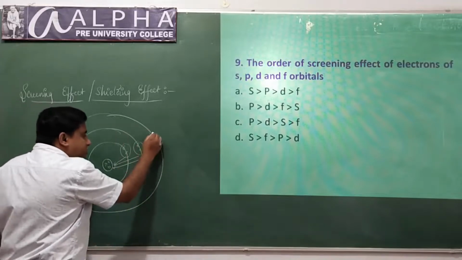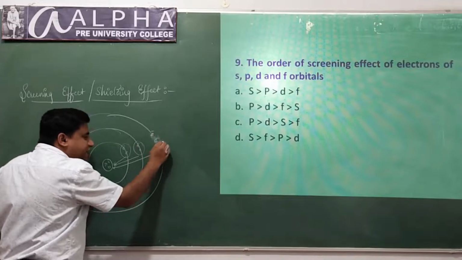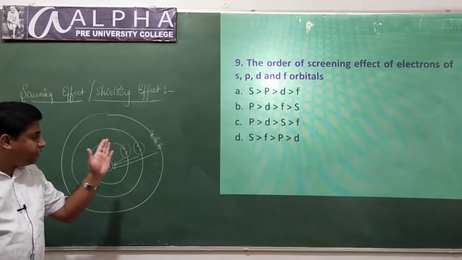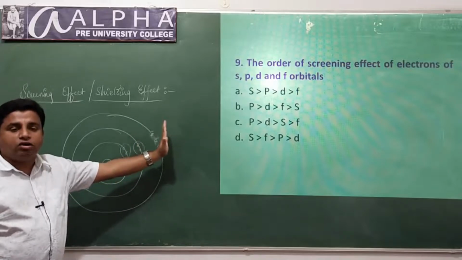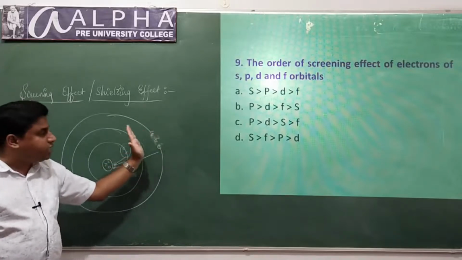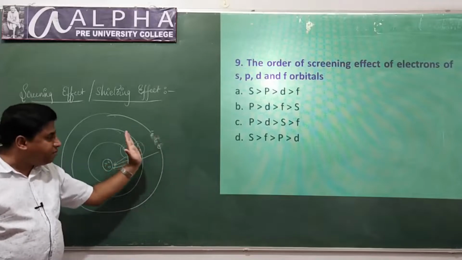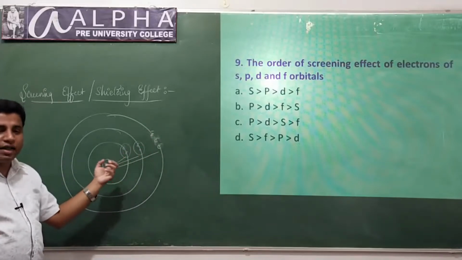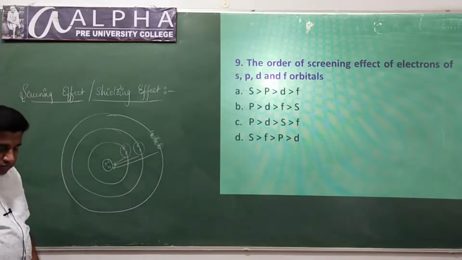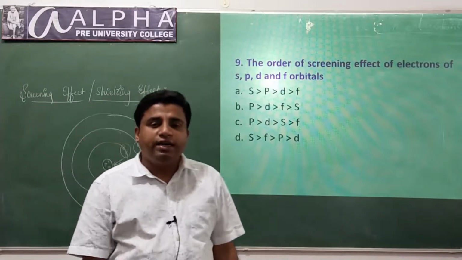So, this is what we call the shielding effect, or screening effect. The electrons in the inner orbitals are shielding the outer electrons. They are covering the outer electrons. They are masking the outer electrons from what? From the nuclear force of attraction. This is called the screening effect or shielding effect.